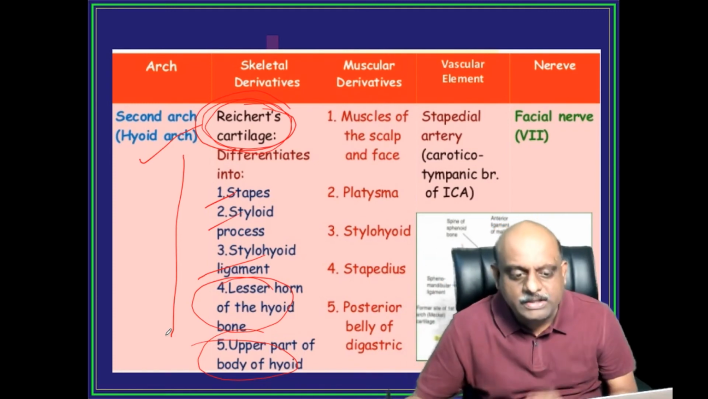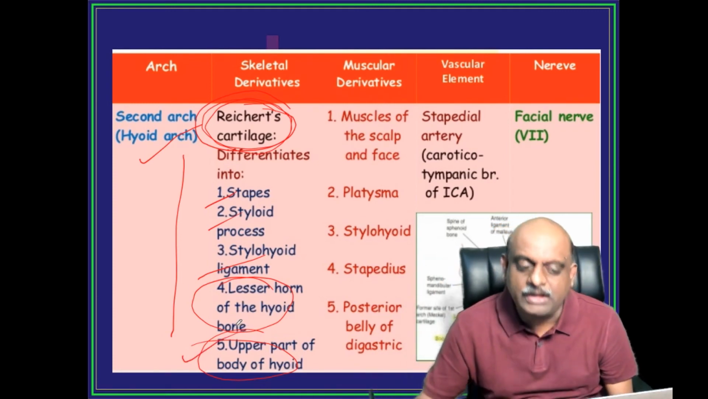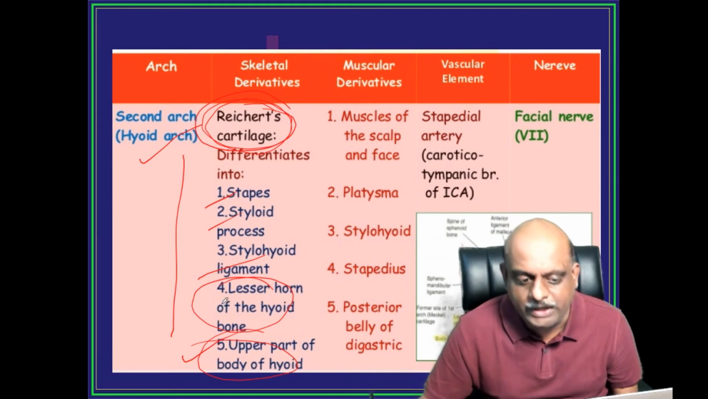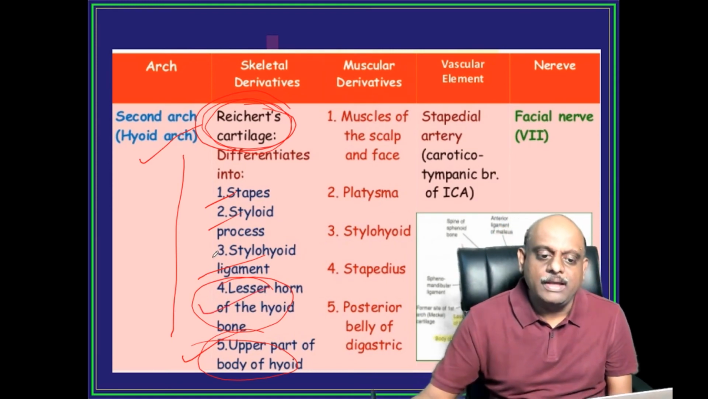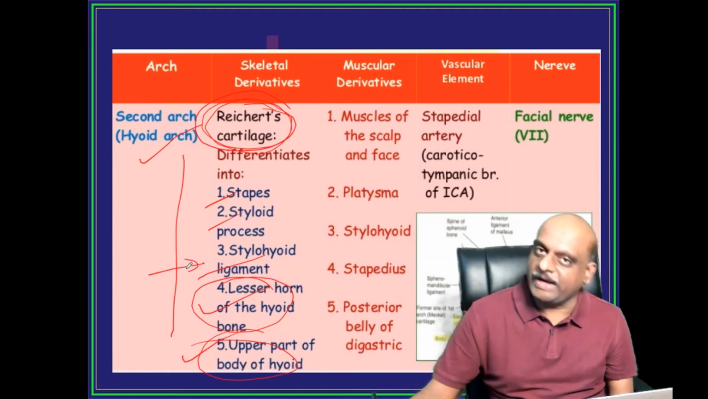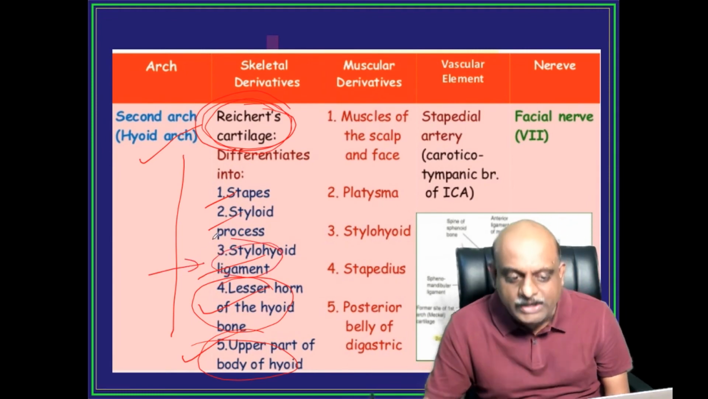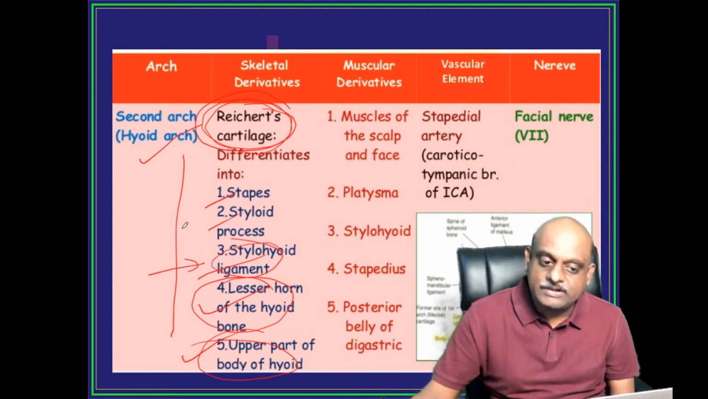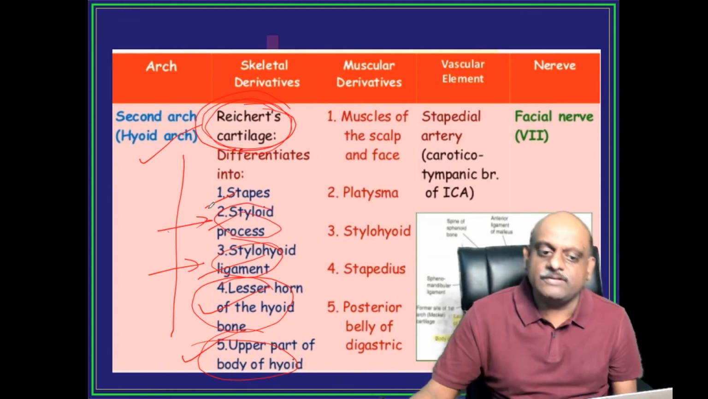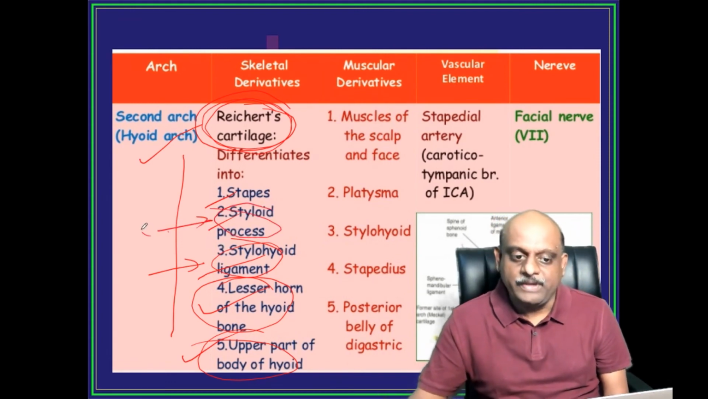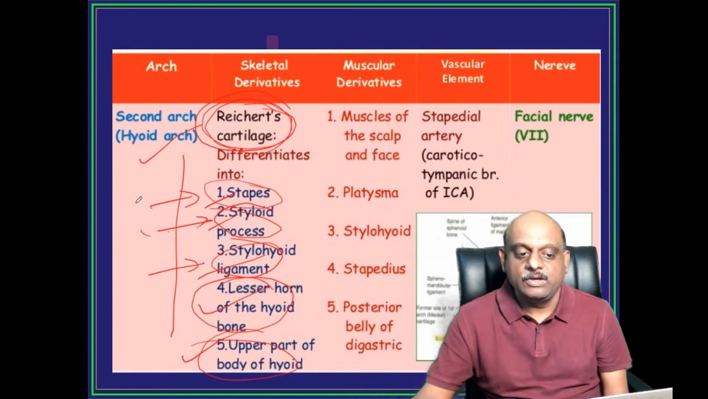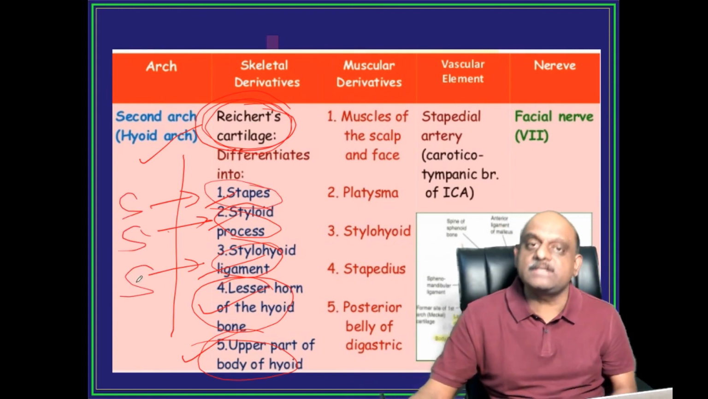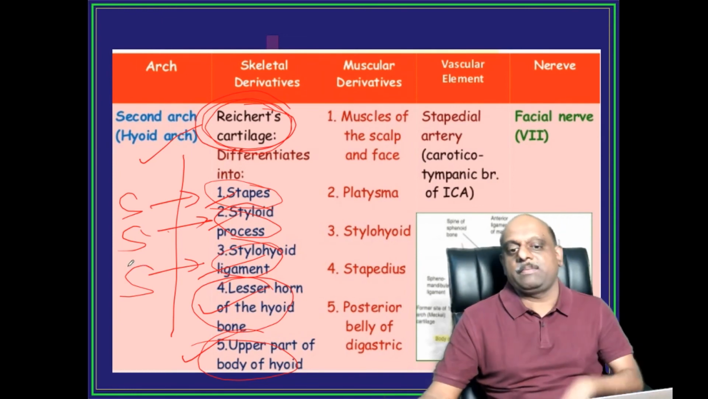Usme, which part is coming from the second arch, doctor? Upper part of the body of the hyoid, lesser horn of the hyoid bone, and yes for second arch, yes for stylohyoid ligament, yes for second arch. Yes for styloid process. Yes for second arch. Yes for stapes. So a theme, yes, yes, yes, you should clearly remember.